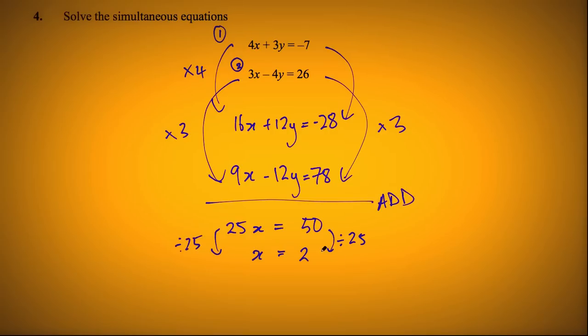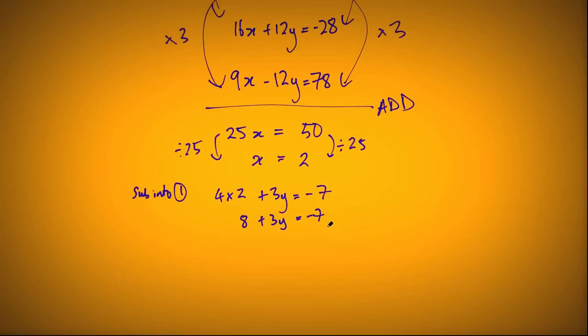X equals 2. I now need to go back to my original equation, so sub into 1. X is 2, so 4 times 2 plus 3y equals minus 7, so y must be a negative number here. That's 8 plus 3y equals minus 7. Subtract 8 from both sides, and that gives me 3y equals minus 15. Divide by 3, and y equals minus 5.